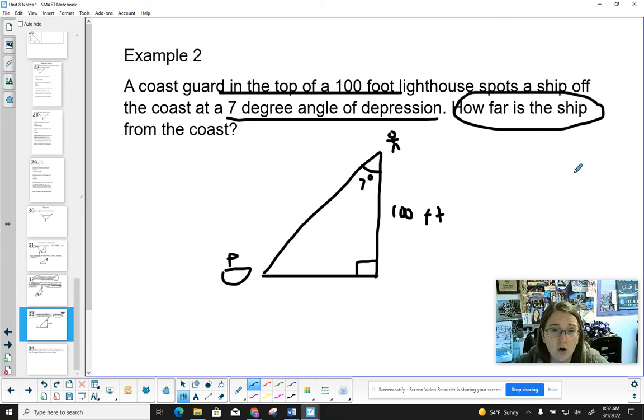Where is my X going to go? Trying to figure out how far the ship is from the coast. We got 2 more sides. What is it going to be? This is going to be how far from the coast we are, right? If here's the coast, that's where I'm standing. That's how far away it is.